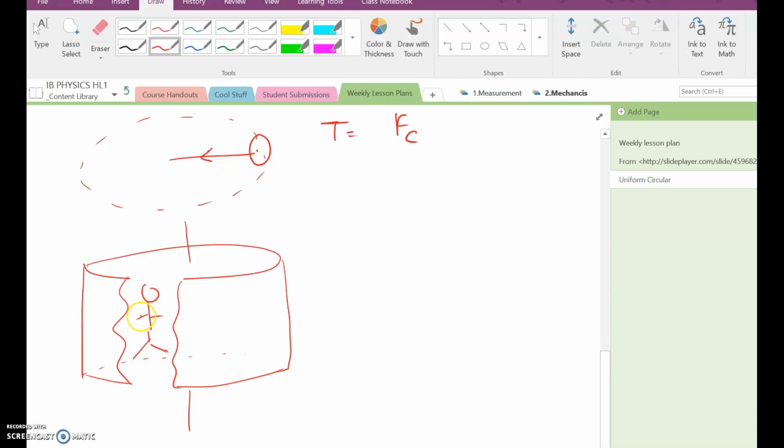So what is the centripetal force in this case? We always have to look for the force that is pulling the object towards the center of the circle, right? So in this case, the normal force which the drum exerts on the person is your centripetal force.